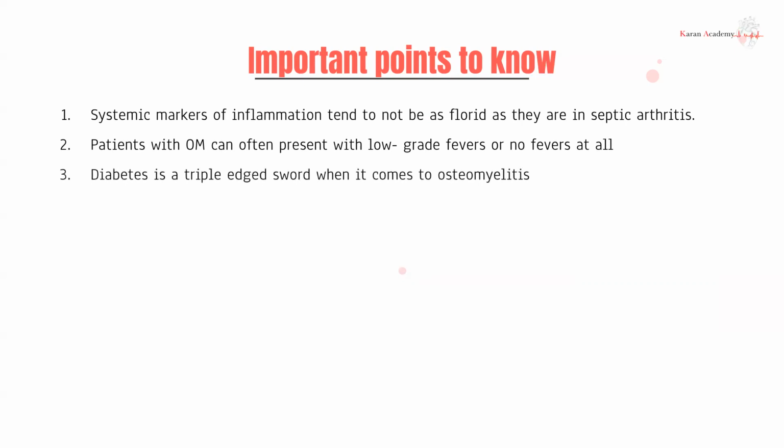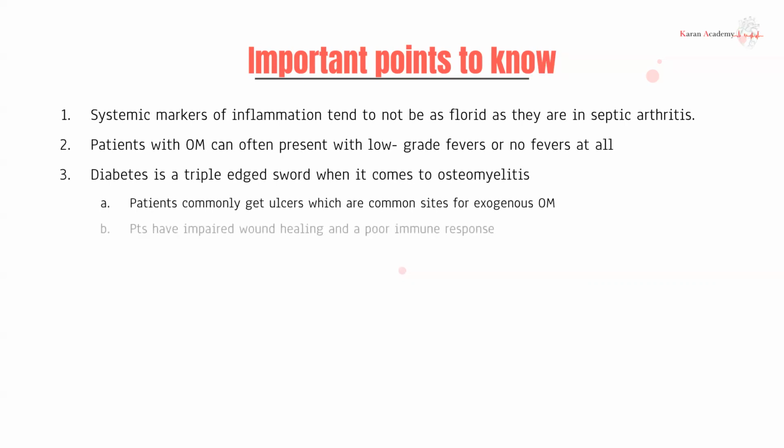Diabetes is a triple-edged sword when it comes to osteomyelitis, if there exists such a thing. Firstly, patients with diabetes get ulcers, and these are common sites for exogenous osteomyelitis. Secondly, you already are going to have impaired wound healing and a poor immune response. So if you do get an infection in there, it is more likely that your body is not going to be able to fight it by itself. And thirdly, you can have peripheral neuropathy of diabetes. Combine that with osteomyelitis, they will often not feel any pain over an ulcer or over an infected bone, which is why it often goes unnoticed till it's pretty nasty.